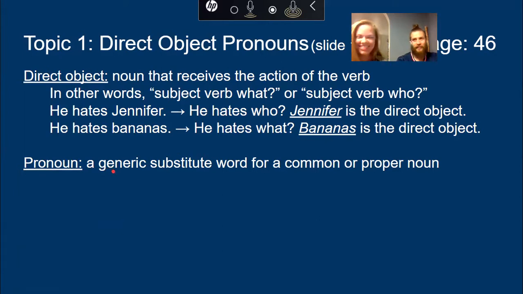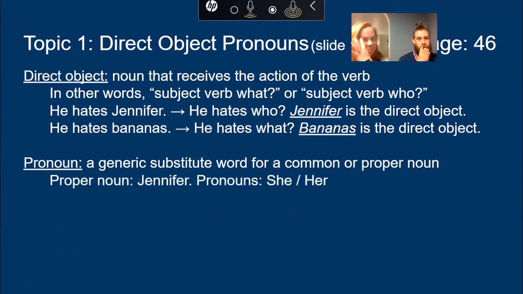A generic substitute word for a common or proper noun. So it's basically a shortened version of a name. It can be multiple different nouns, so it's in disguise. I like to say that it's vague.